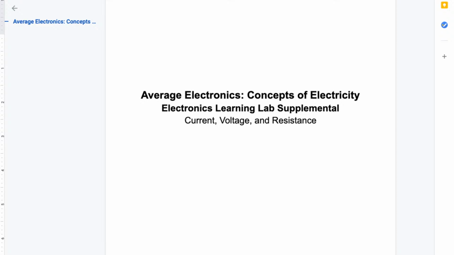This will be a supplemental lab to Electronics Learning Lab. We're going to specifically be covering current, voltage, and resistance. I wanted to expand on these concepts before moving further into our workbook, mostly because I didn't quite understand it. And for anybody joining in that also doesn't understand, I think it might be a better option to just cover some of these concepts before moving forward.